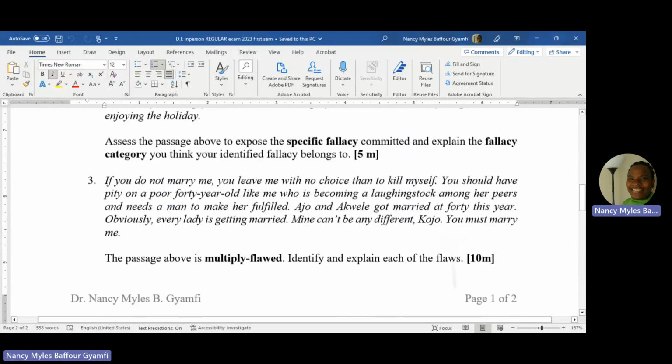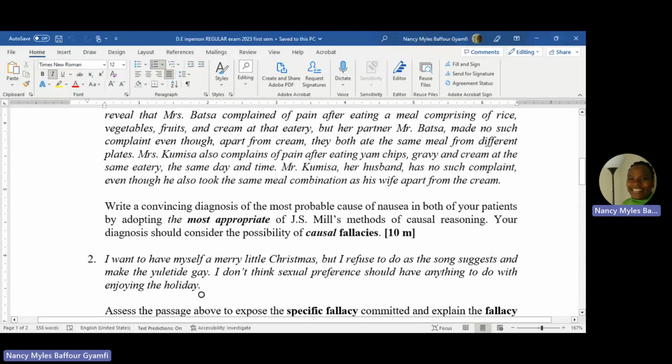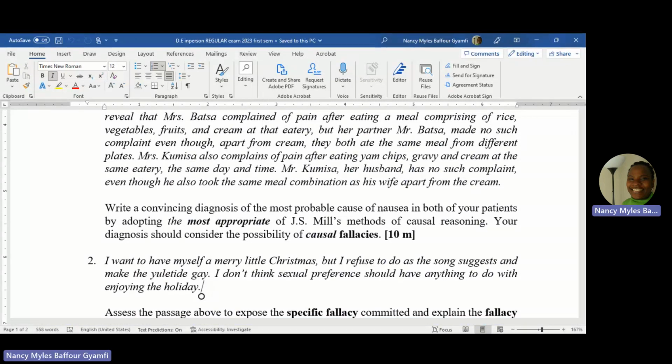So if you went through the feedback we have given you, you should be able to work out where you fall, and then anticipate how you fared in the exam. Okay.